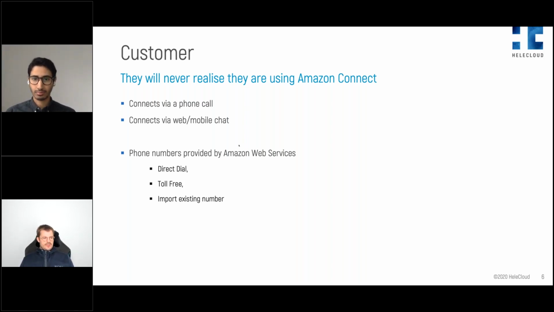On the customer side, though, AWS provides 3 different ways to have a phone number: direct dial, toll-free, or importing an existing phone number. And basically, AWS can allocate a phone number for you in a number of countries, not all, but most countries in the world. You can get a phone number allocated, and that becomes the phone number that your customers can call.